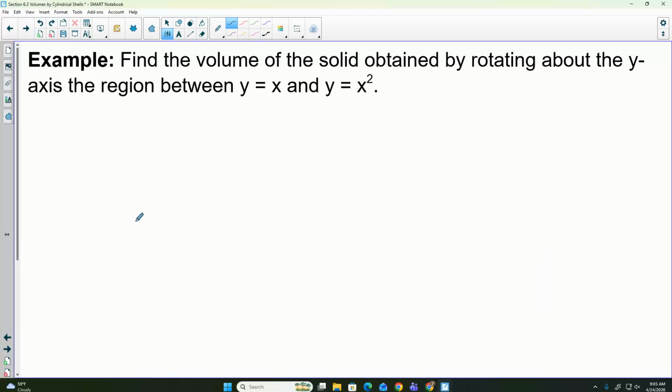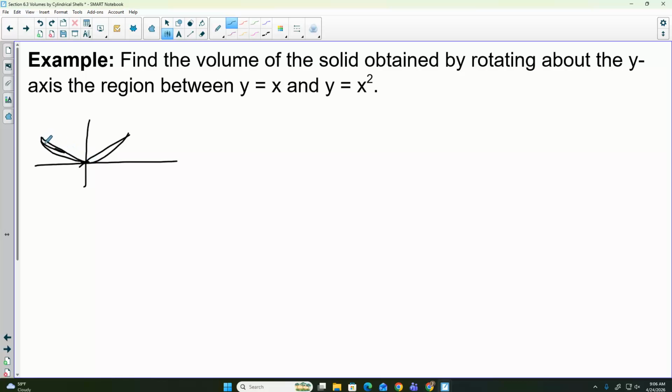All of these we're doing by shells. So find the volume of the solid obtained by rotating about the y-axis the region between y equals x and y equals x squared. So y equals x we know is just a line. X squared is a parabola. So we're looking at this region, rotating that around the y-axis. It's going to look something like this.